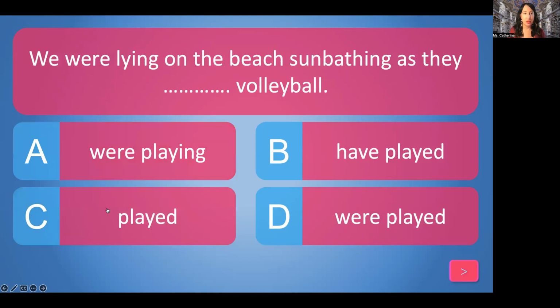All right, how about this one? We were lying on the beach sunbathing as they blank volleyball. Would it be A, were playing, B, have played, C, played, or D, were played? What do you think? Now look at the clue words here. Look at the verb tenses. And another clue word is as. That's right, were playing to match were lying. It's happening in parallel as, right? That's your clue word. Good job, everyone.